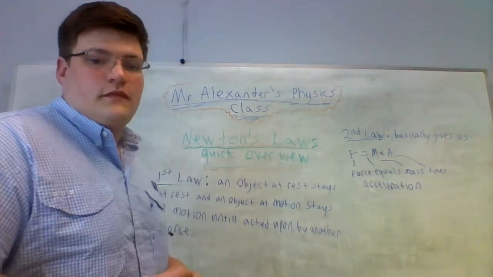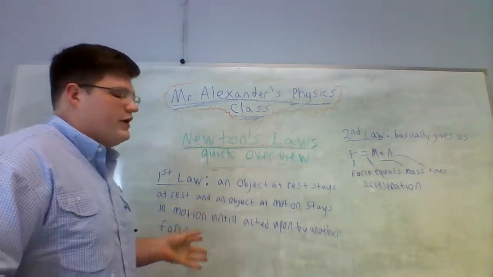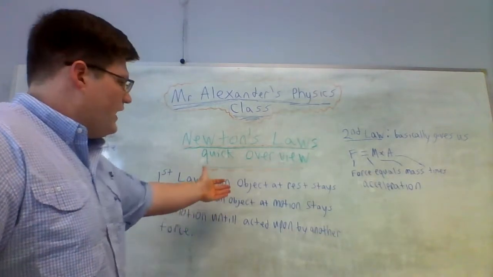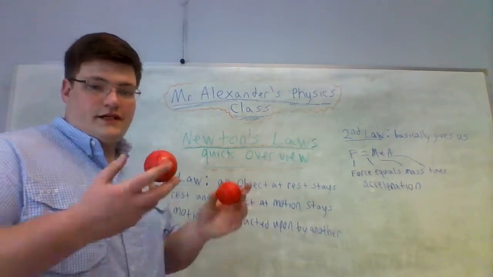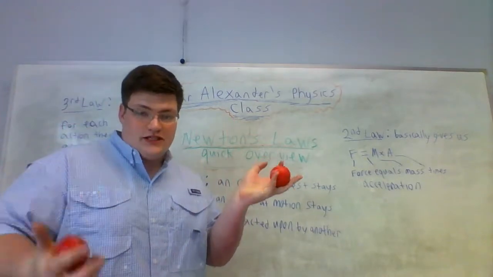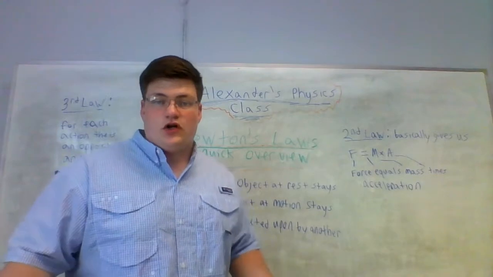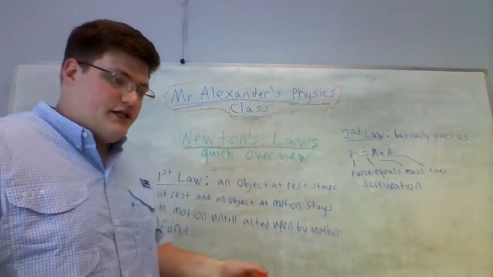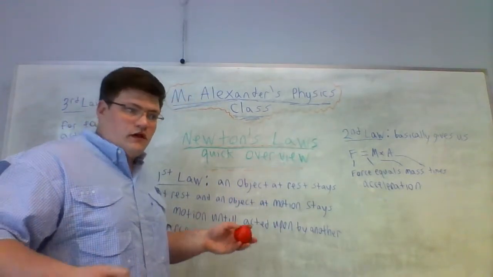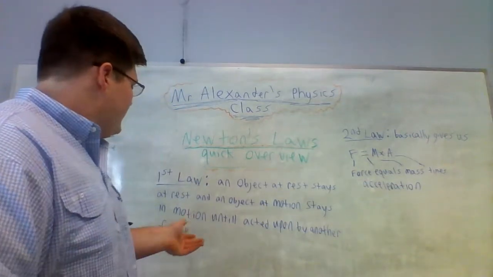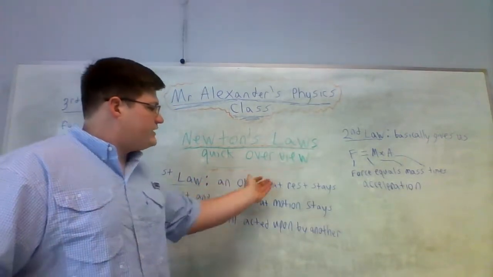All right, so let's go ahead and break this down. An object, all right, an object can be anything. For example, the two balls that I've been holding. An object can be yourself, an object can be your car, anything. An object's anything that you want it to be in relativity. Then it says an object at rest.